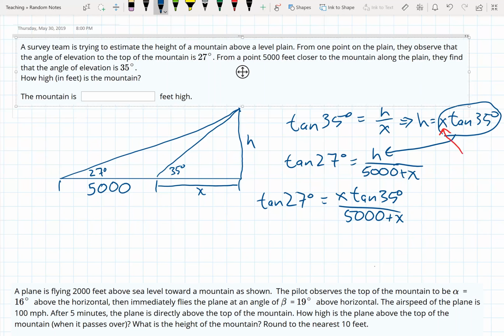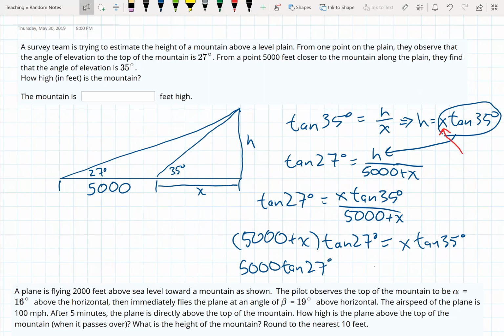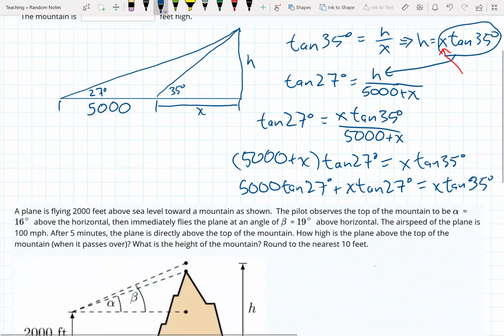So the first step would be to multiply both sides by 5,000 plus x. So I'll have 5,000 plus x times the tangent of 27 degrees on the left. And on the right side, it'll just cancel. So I'll just have x times the tangent of 35 degrees. All right. On the left, I want to distribute that tangent. So I'll have 5,000 tangent of 27 degrees plus x times the tangent of 27 degrees equals x times the tangent of 35 degrees.